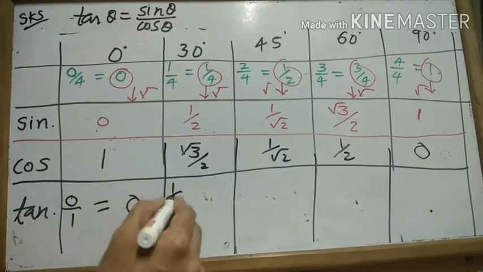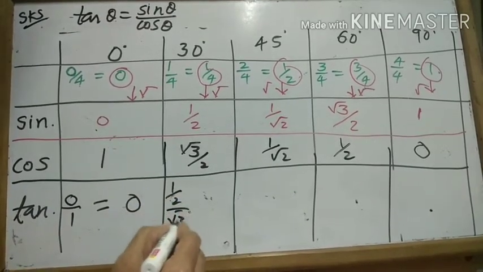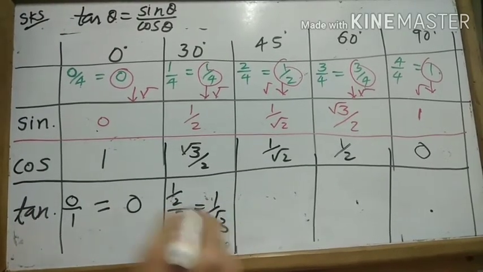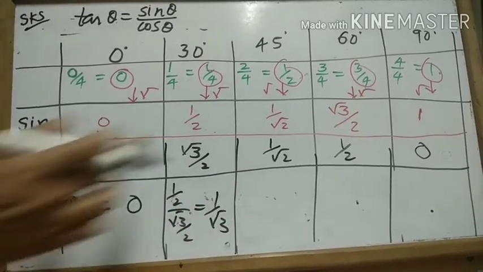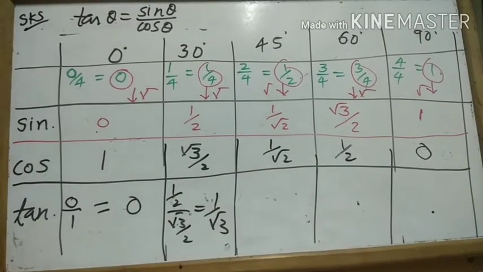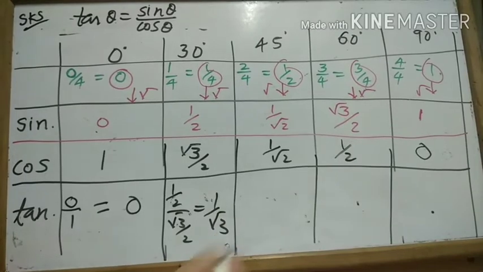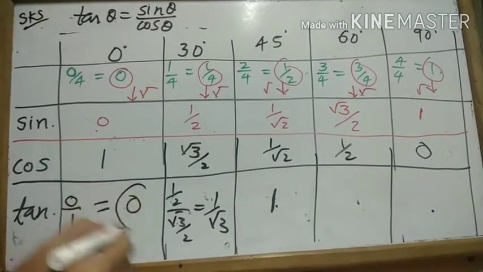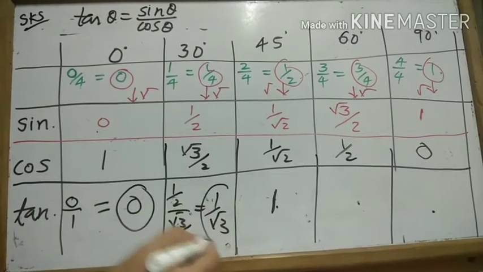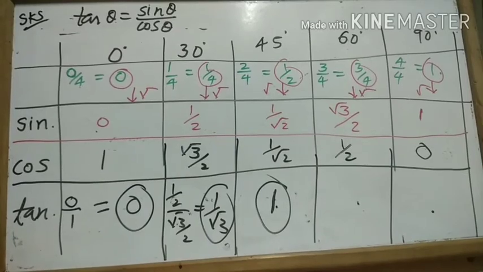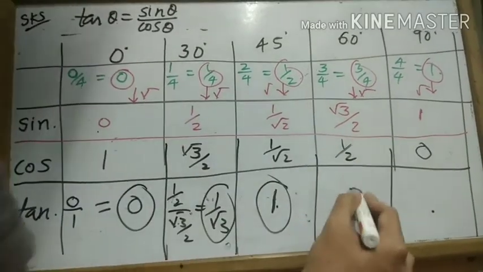1 upon 2 divided by root 3 upon 2. Your answer will be 1 upon root 3. 1 upon root 2 divided by 1 upon root 2. Any non-zero number divided by itself, answer is 1. So here is 1. So tan 0 is 0. Tan 30 degrees is 1 upon root 3. Tan 45 degrees is 1. Here it will be root 3.